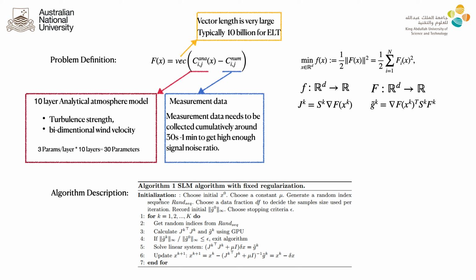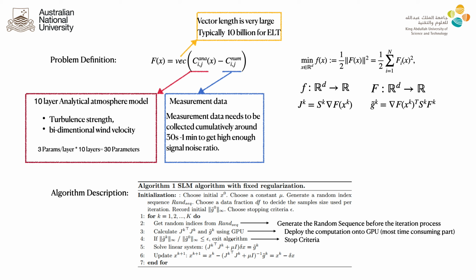Then we describe our algorithm. Here we first choose a constant mu, because we are using a fixed regularizer, and we generate a random index sequence beforehand. We found that generating these random numbers may lower the performance of the SLM, so we pre-generate the random sequence before the iteration process. The calculation of the approximation of the Jacobian transpose Jacobian and the gradient is the most time-consuming part, so we deploy the computation onto the GPU.